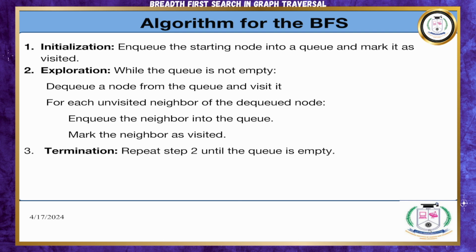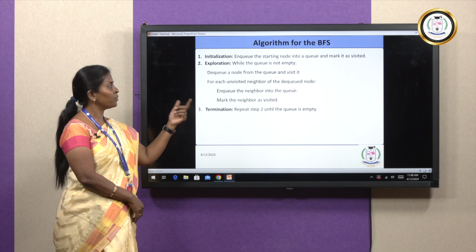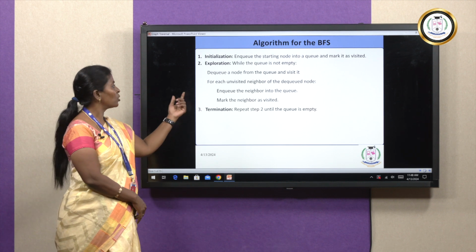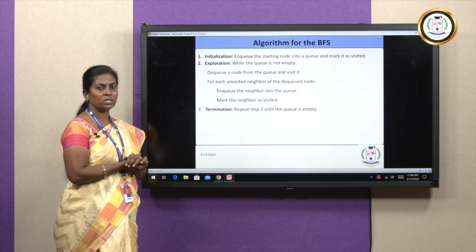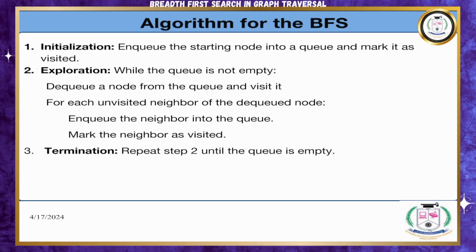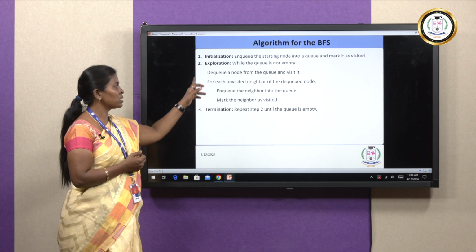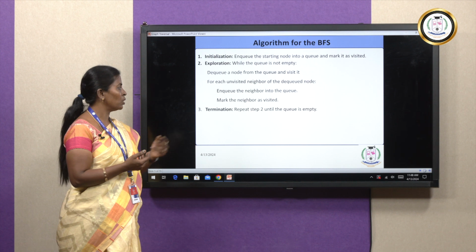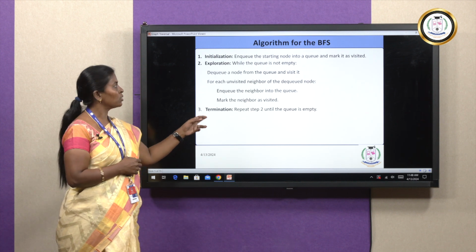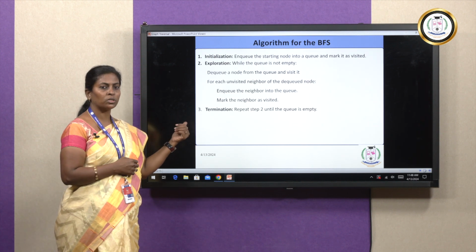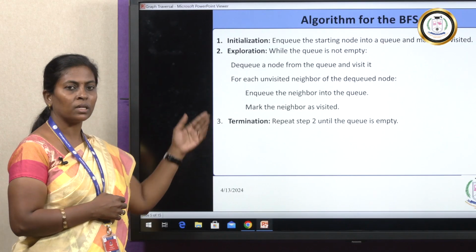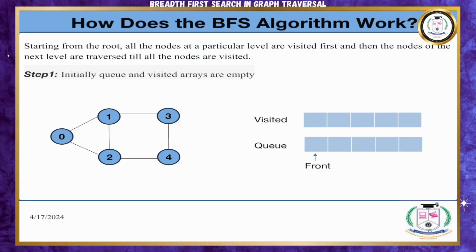So this is an algorithm for the BFS. Initially we have to enqueue the starting node into the queue and mark it as visited. Then we dequeue a node from the queue and visit it, that is, we print its value. For each unvisited neighbor of the dequeued node, we enqueue the neighbor node into the queue, then mark it as visited. These steps are repeated until the queue is empty. This algorithm ensures that each and every vertex is visited in the breadth first manner. Next we'll see how this BFS algorithm works within a simple graph.